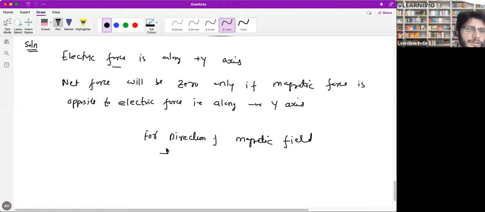Let's check, Noor. We'll check it. For direction of magnetic field, we'll use the following concept. The first thing is, I'm representing magnetic field by B. Magnetic field should be perpendicular to electric field, first thing. To predict the direction of magnetic field, you should remember this concept. First, B should be perpendicular to E.